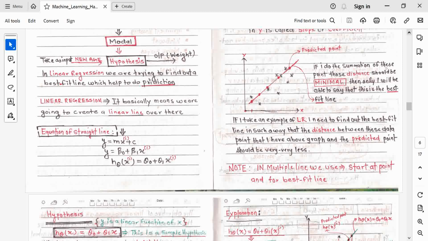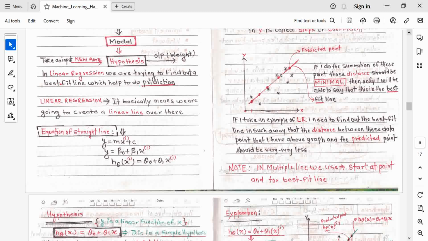In these figures, the red points are the predicted points and these are the actual points, and the difference between the actual point and predicted point is known as the residual value or error. The summation of the residual values should be the minimum to be a best fit line in linear regression of machine learning. If I do the summation of these distances, it should be minimal, then only we will be able to say that this is the best fit line.